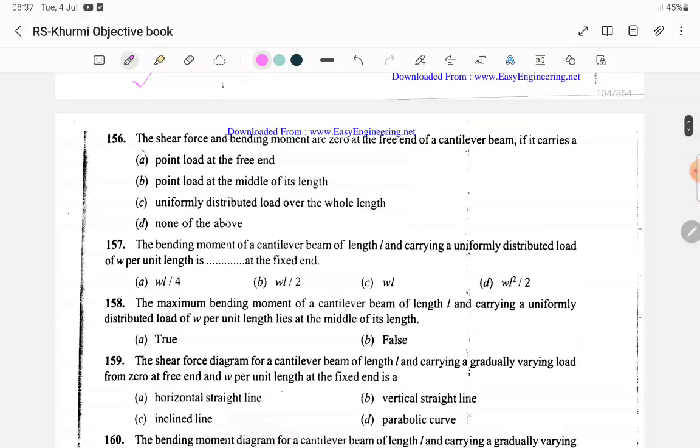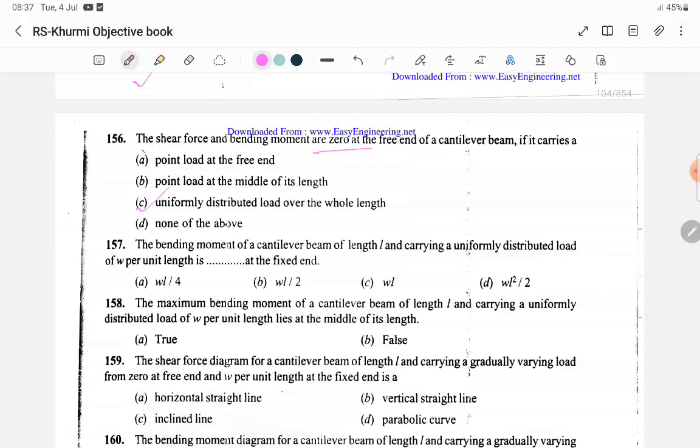156. The shear force and bending moment are 0 at the free end of a cantilever beam if it carries a uniformly distributed load over the whole length. So that is C. 156 is C.